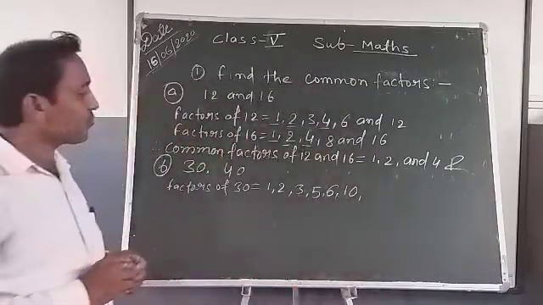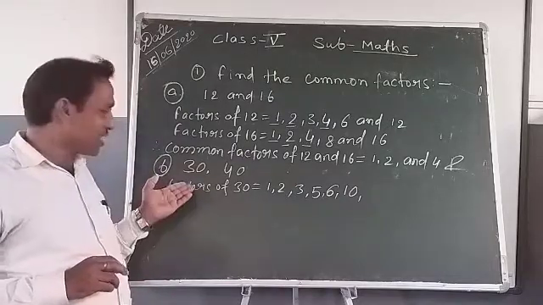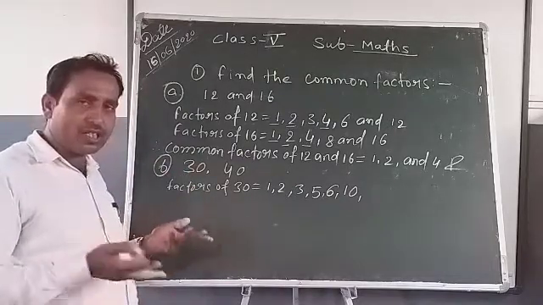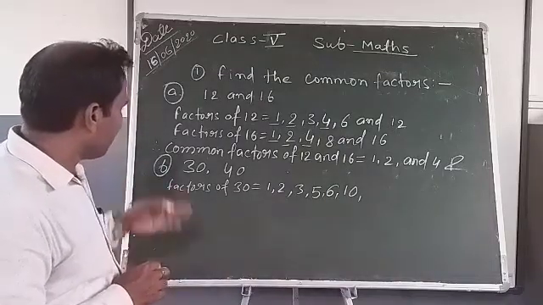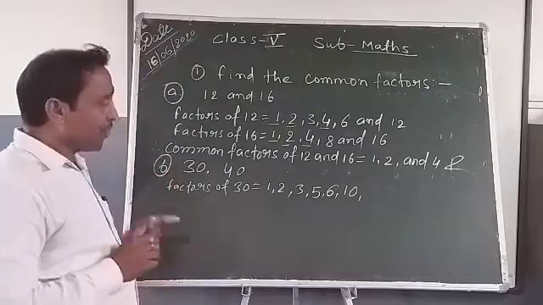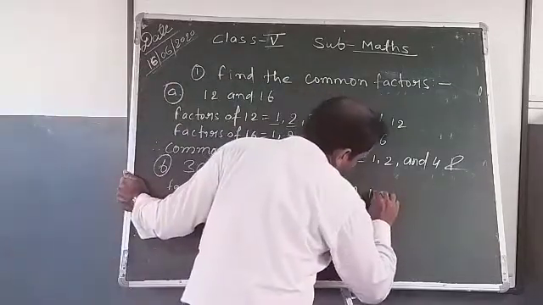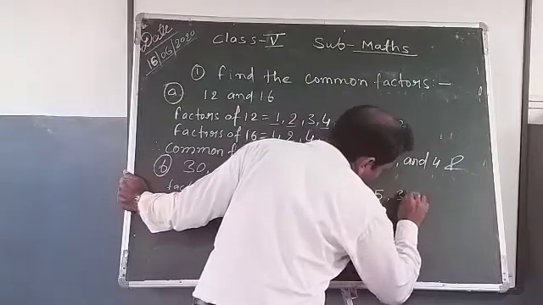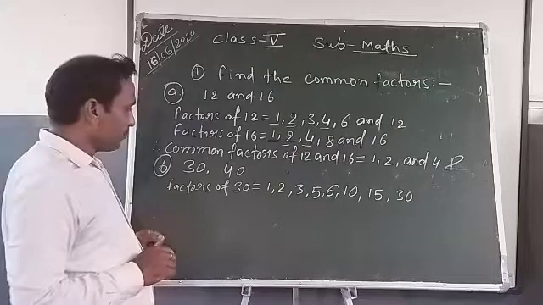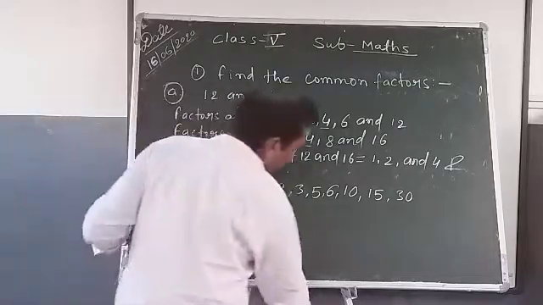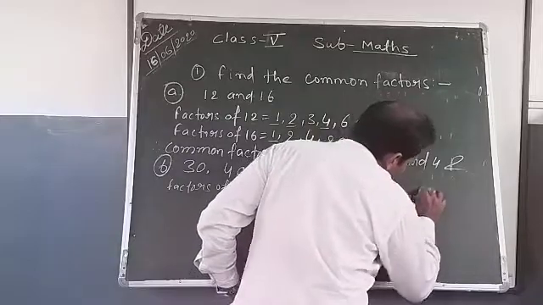Next number 11. 30 is not divisible by 11, you see 3 elevens are 33, not divisible. 12, 13, 14, 15, any number. 14 is also not divisible, but 15 is divisible. So 15 is a factor of 30. Now the last number, that is 30. These are the factors of 30. Last, you write here 30.